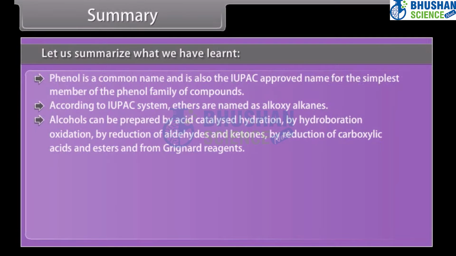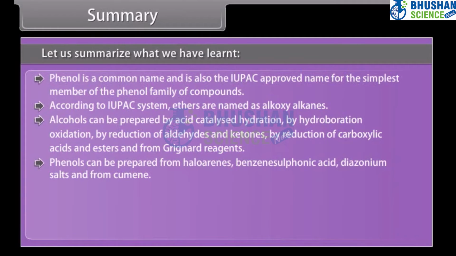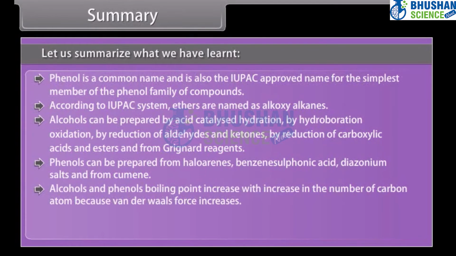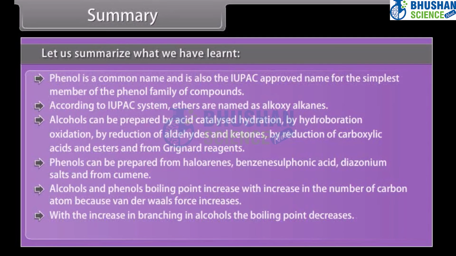Alcohols can be prepared by acid catalyzed hydration, by hydroboration oxidation, by reduction of aldehydes and ketones, by reduction of carboxylic acids and esters, and from Grignard reagents. Phenols can be prepared from haloarenes, benzene sulphonic acid, diazonium salts, and from cumene. Alcohols and phenols' boiling points increase with increase in the number of carbon atoms because van der Waals force increases. With the increase in branching in alcohols, the boiling point decreases. Generally, alcohols and phenols are soluble in water.